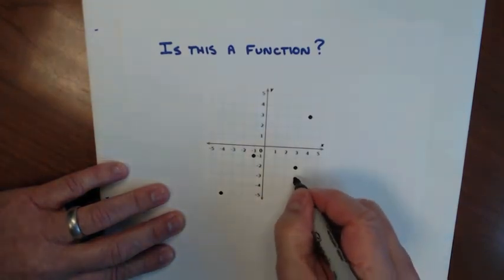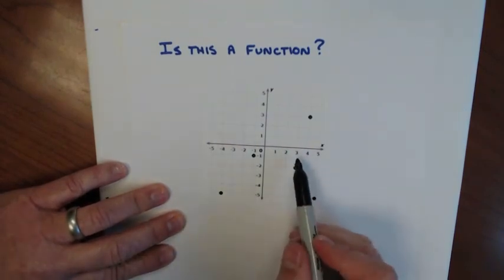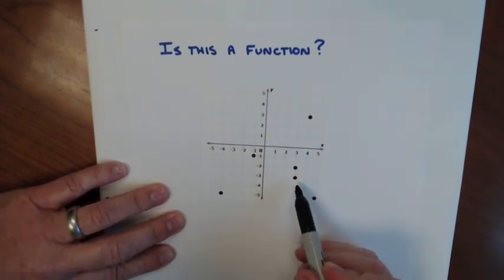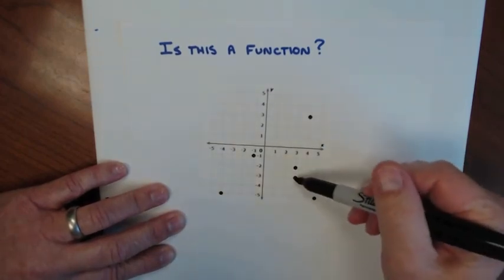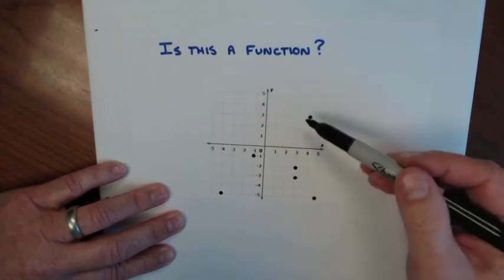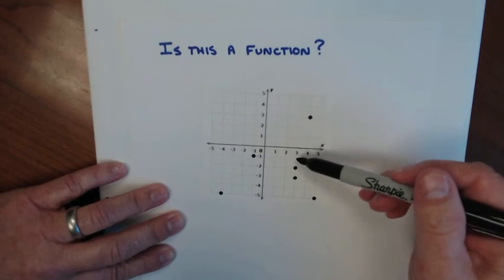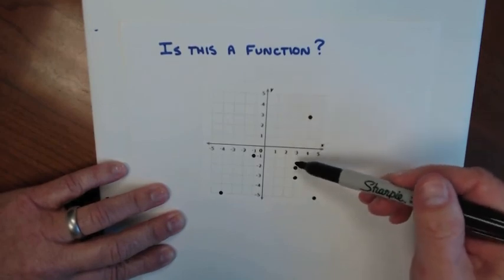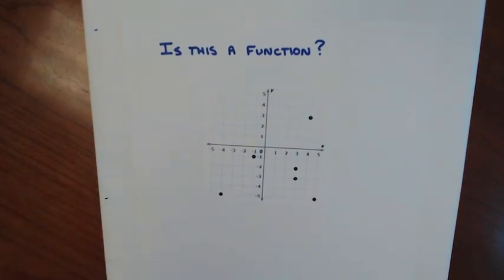As soon as you see points that are on top of each other like this, that means they're sharing an x value, which means it's not a function. So if you see two points on top of each other like this, when it's a graph, it's not a function. And in the next video, we're going to go over what's called a vertical line test, where you can look at graphs and tell whether or not it is a function.